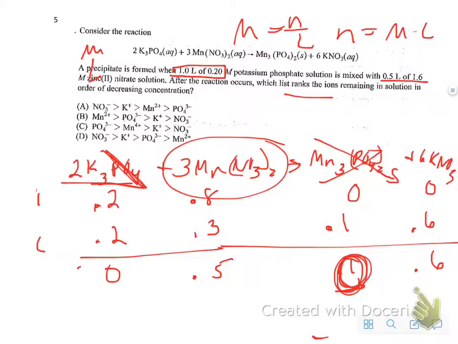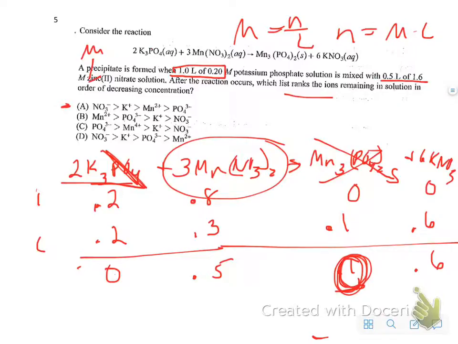So I'm going to have no phosphate here, okay? And all of this potassium is going to get converted to potassium nitrate. So if you look at your choices, the one that has the lowest concentration of the phosphate is A, and that would give you the answer for A.